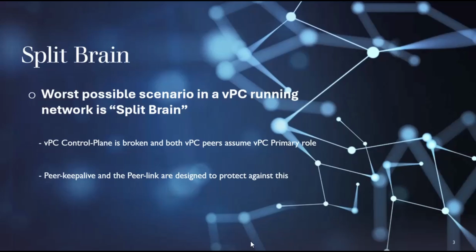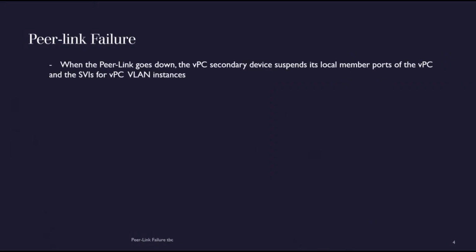The VPC peer-link, on the other hand, is used to synchronize control plane information such as the MAC address table, the ARP cache, and other consistency parameters. And this is exchanged over the VPC peer-link using a protocol called Cisco Fabric Services over Ethernet, or CFSoE. Under normal conditions, when the peer link fails, the VPC secondary device suspends its local VPC member ports and any SVIs associated with VPC VLAN instances.